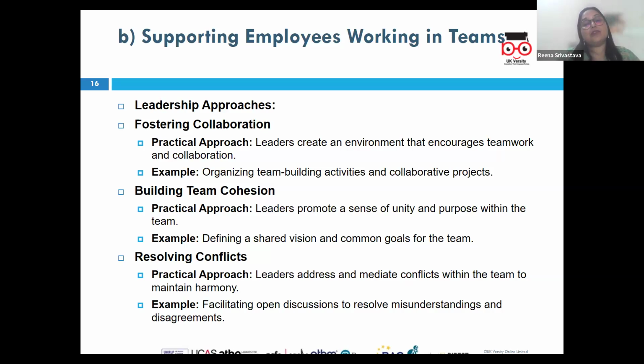Again, the leader has to provide regular constructive feedback, and you have to create a mechanism where the employees can give feedback on leadership and team dynamics. And most importantly, the resource allocation.